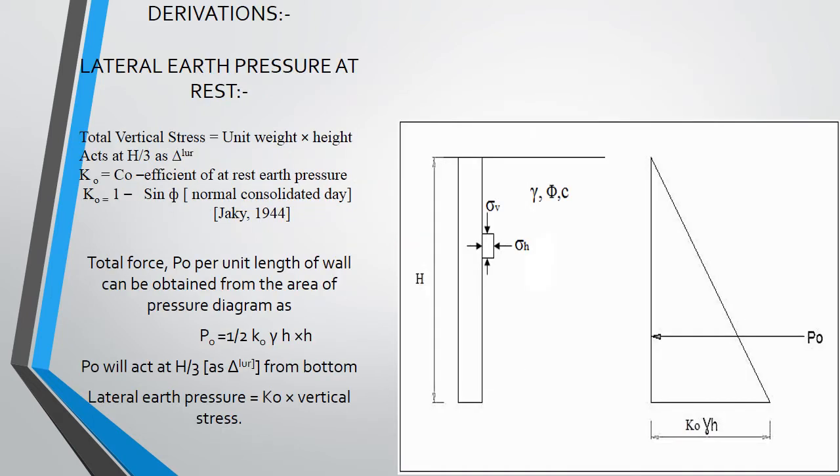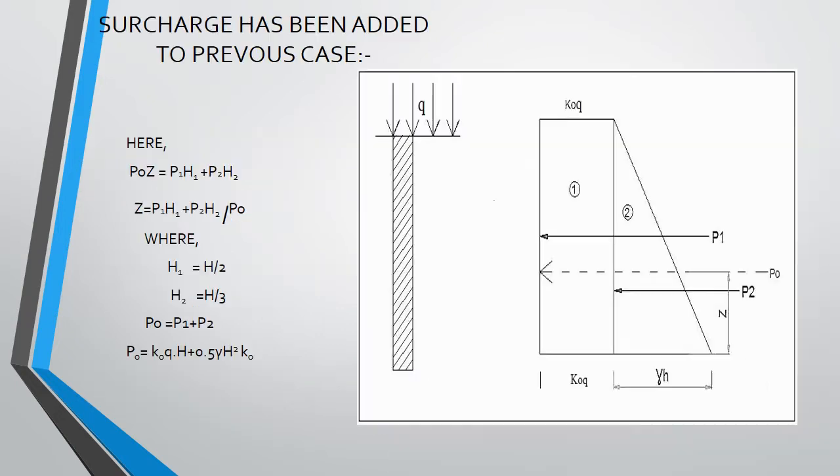Now, lateral earth pressure at rest is derived as follows, and the value obtained is half k naught gamma h square, and the total thrust acts at a distance of h by 3 from the base. In case there is any surcharge, the formula changes to k naught q h plus 0.5 gamma h square k naught.